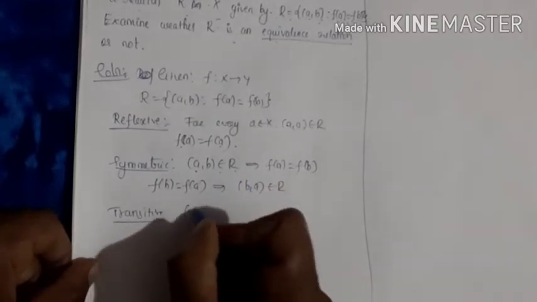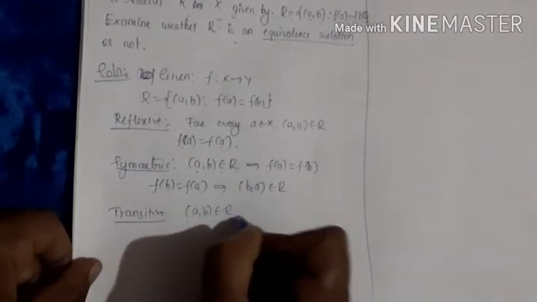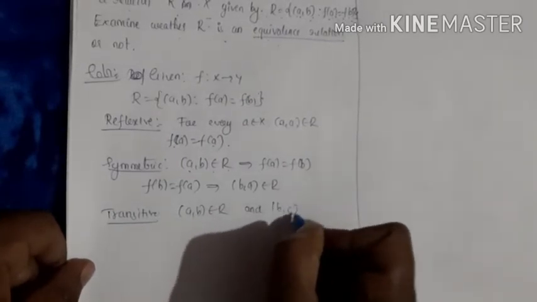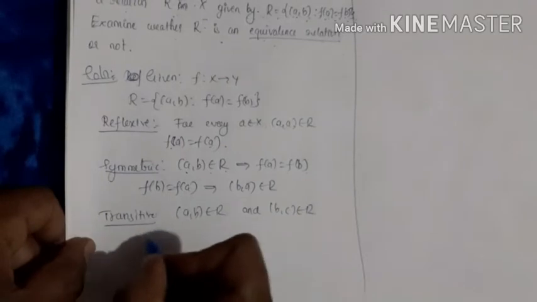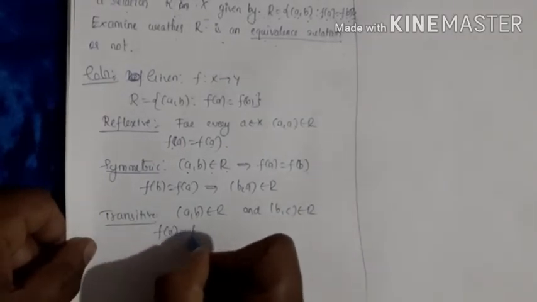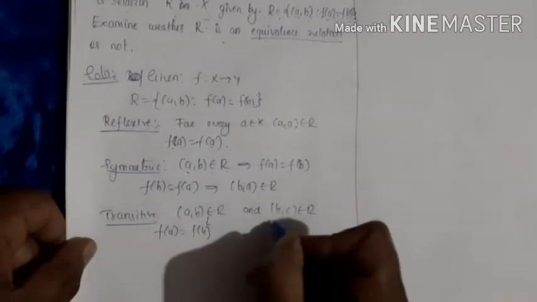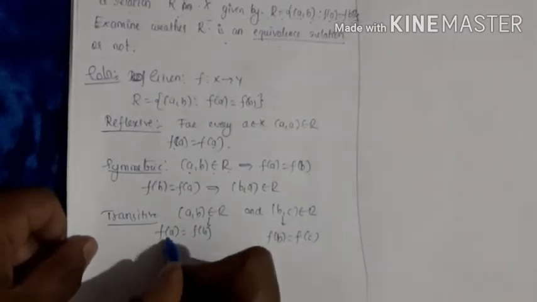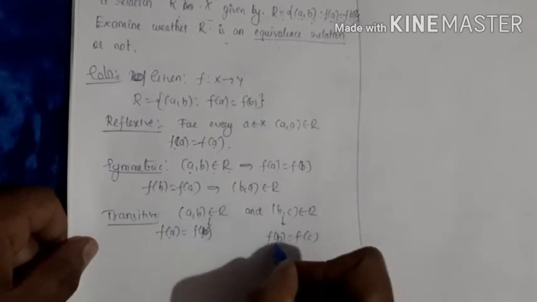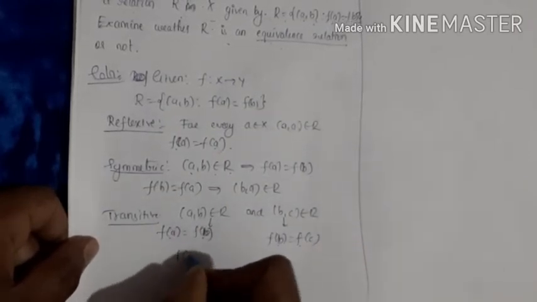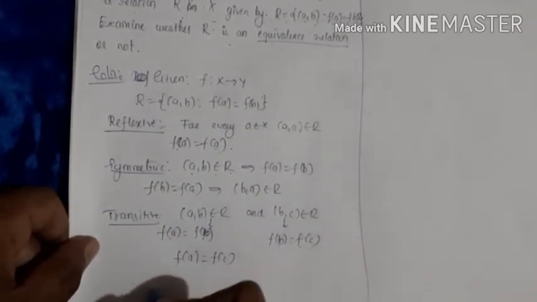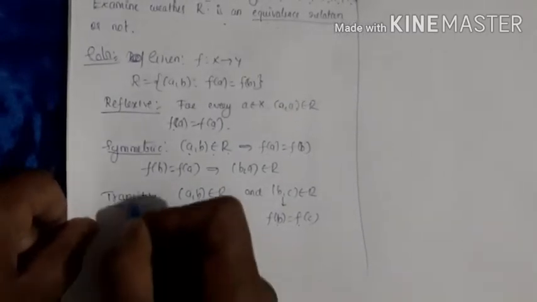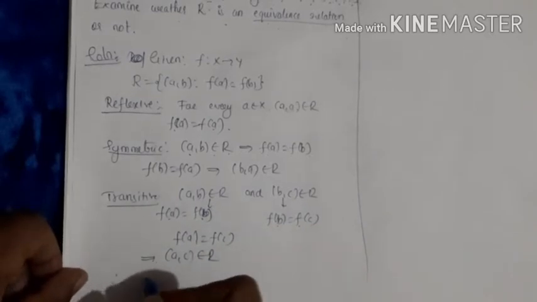If (A, B) belongs to R and (B, C) belongs to R, that implies that f(A) equals f(B) for this, and for this f(B) equals f(C). So f(A) equals f(B) and f(B) equals f(C), obviously f(A) equals f(C), that means (A, C) belongs to R, and therefore it is a transitive property.